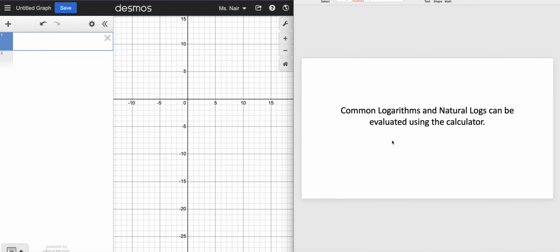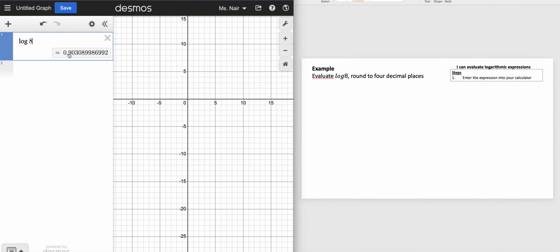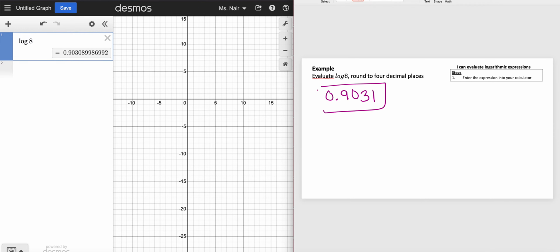So actually what's interesting about common logs and natural logs is that you can actually evaluate them using your calculator. Thankfully now we have calculators, so we can go ahead and evaluate things like the log of 8, right? So what you do in Desmos is you just type in log, and then you type 8. And if you don't write a base, then Desmos automatically knows you're talking about the common log. And then you just need to round this value to 4 decimal places. So this is 0.9031. That's how you evaluate logs using the calculator.